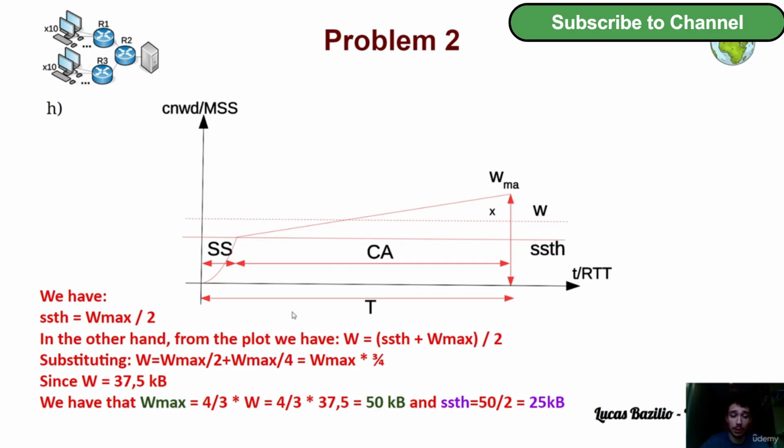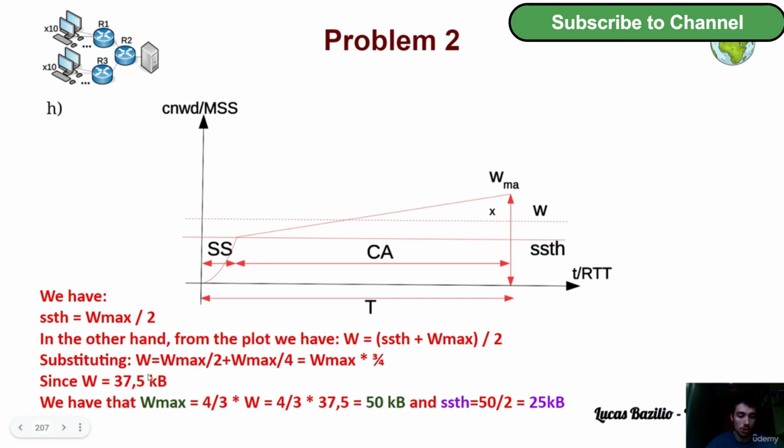With this, we have the value of the window. If we substitute, as we know, the slow start threshold is equal to the maximum window divided by 2, in the formula, we get that the window is equal to the maximum window divided by 2, plus the maximum window. Now, of course, we need to divide this by 4, because we get the minimum common multiple in the denominator. If we make this sum, this gives us the maximum window multiplied by the fraction 3/4.